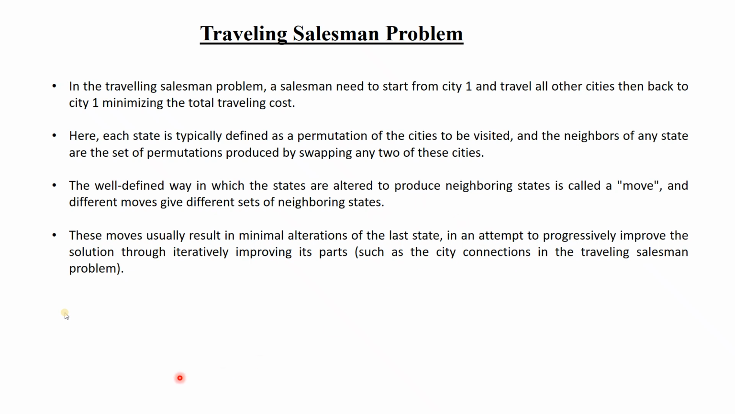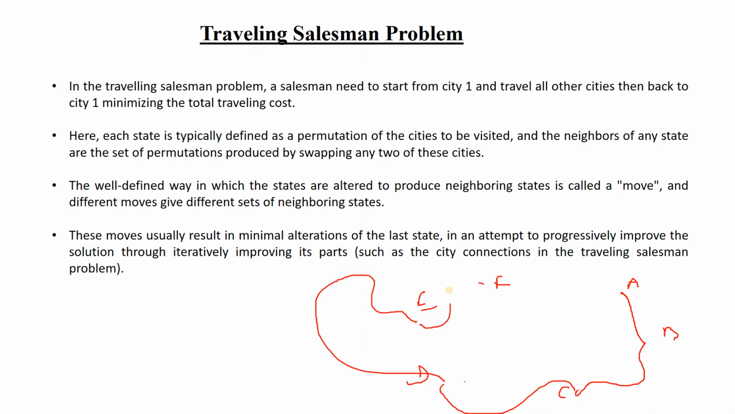The traveling salesman problem we have discussed previously. Let me once again repeat it. Suppose there are 6 locations: A, B, C, D, E, F, and the salesman is starting from here. Now the route from A to B is this, from B to C is this road, C to D is this, D to E is this, E to F is this, and F to A is this.